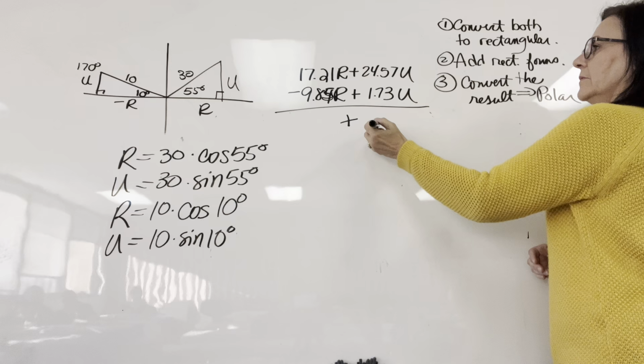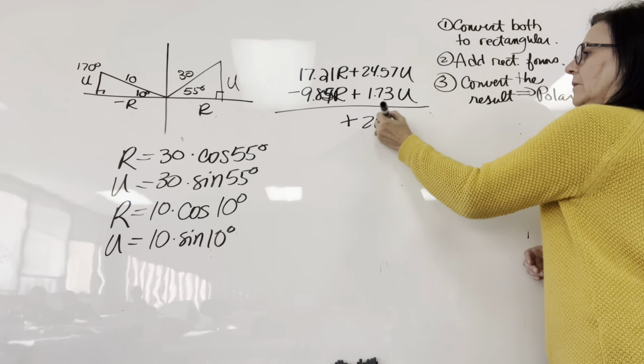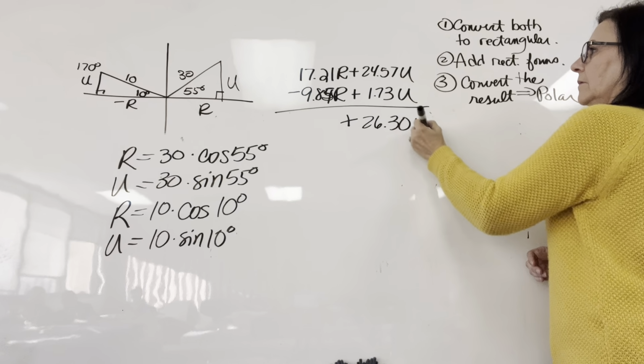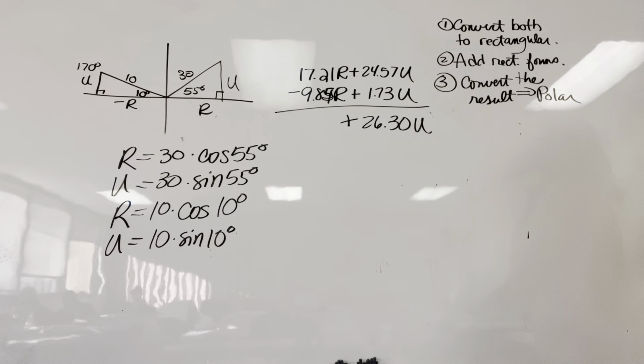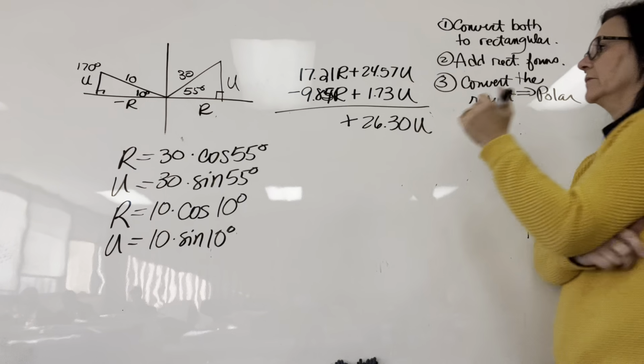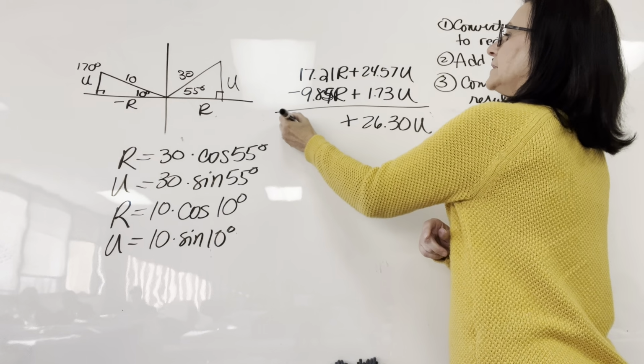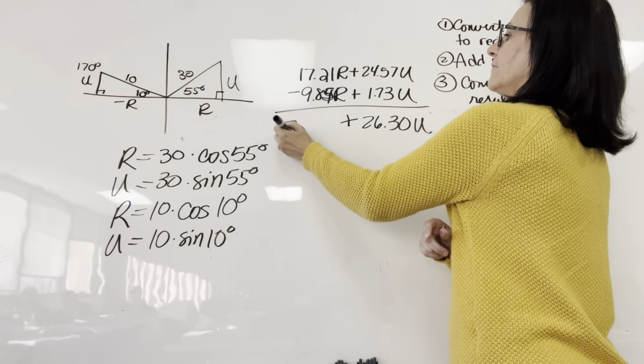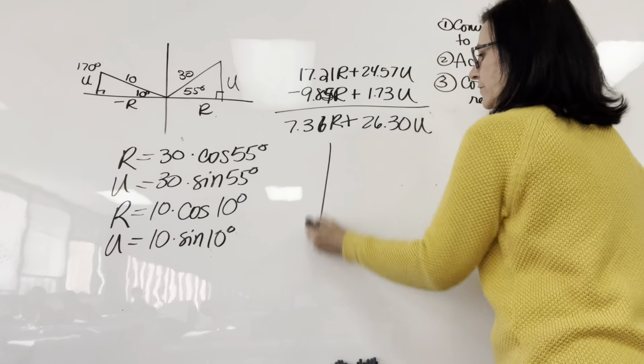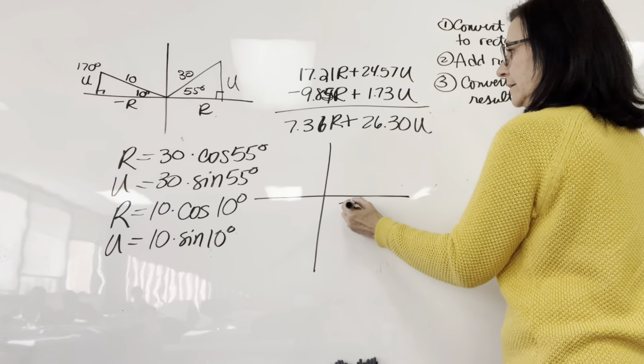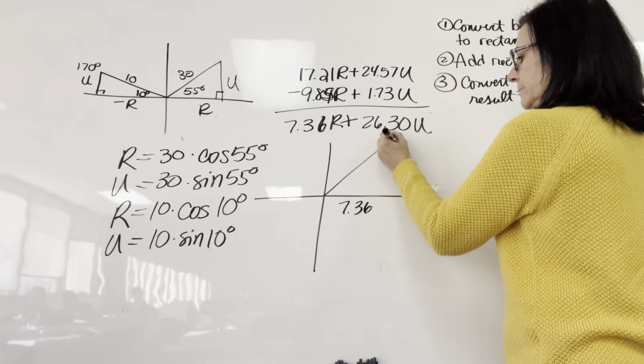What's your U value? 26.304. And what is the R value? 7.37. What quadrant is this in? The first quadrant. All right, so then we're going back to polar form.